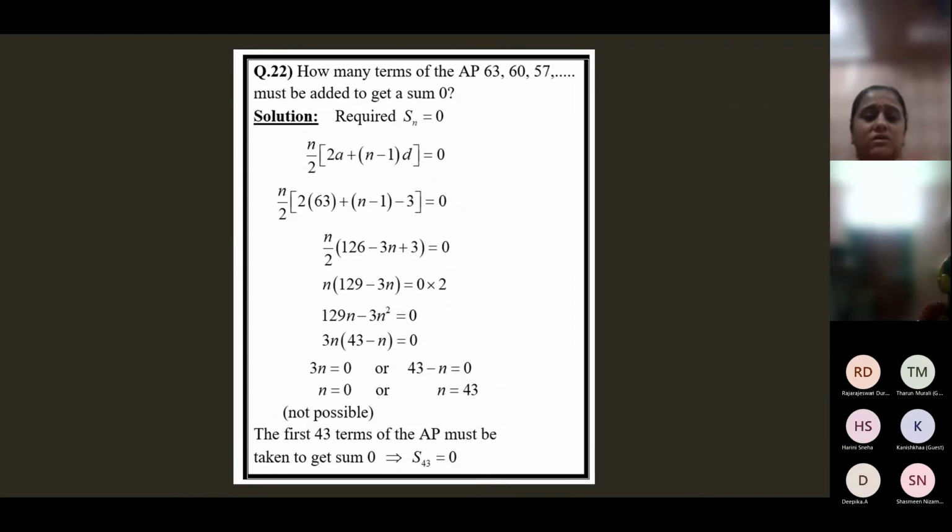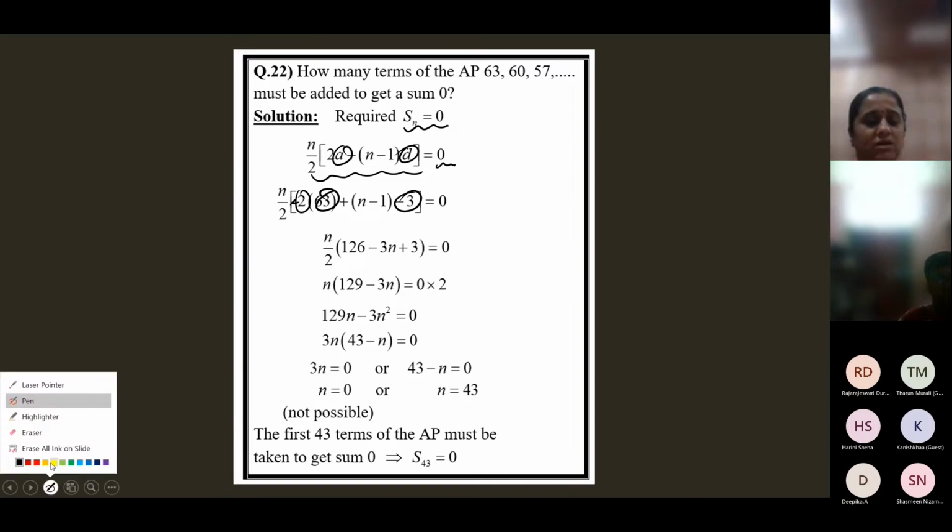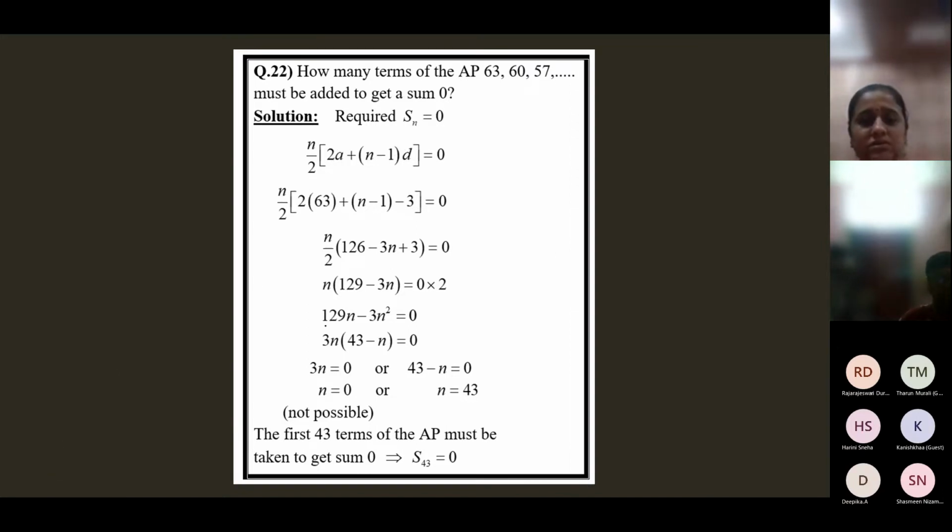See here. Sn is equal to 0. What is Sn? n by 2 times (2a plus (n minus 1) d) is 0. Then substitute. I'm not rushing, I'm just saying that this is the condition. The Sn formula is equal to 0. You know a and d. So substitute a and d. You don't know n. When you work it out, you get a quadratic equation in n.